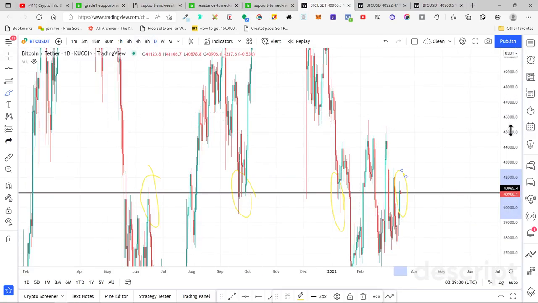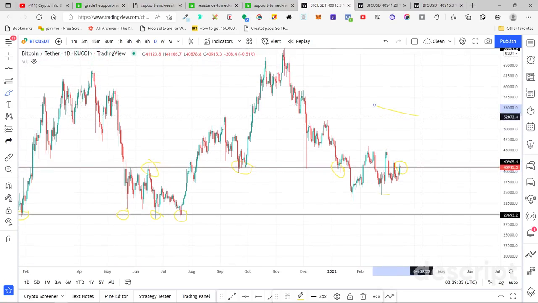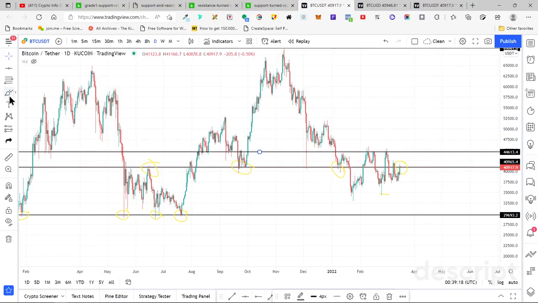Now, where else might we have other lines of points of resistance and support for that matter? Here we go. We've got touch points right here and here. We've got them over here and here. And we've got several here. So this is a major trading zone where we've got support and resistance.